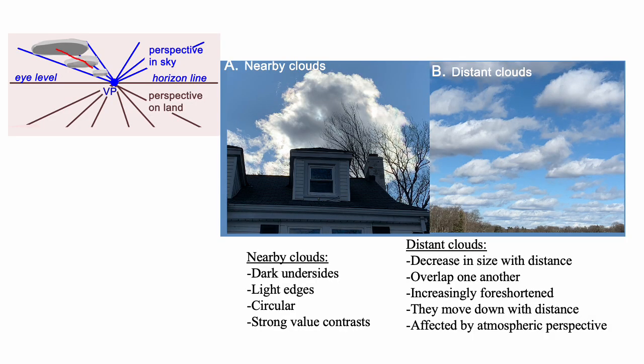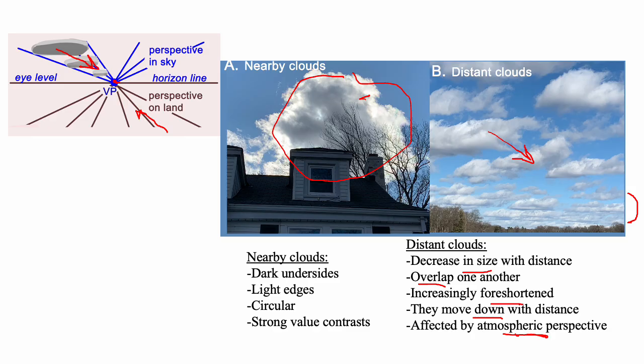Clouds recede in one-point perspective to a vanishing point on eye level, whereas elements on land go up to eye level. Nearby clouds look circular and dark because we mainly see their undersides, and they tend to have strong value contrasts, especially if the sun is behind them. As they recede in the distance, they decrease in size, they overlap, they move down with distance, and they're affected by atmospheric perspective, namely reduced value contrast, indistinct edges, reduced details, and a trend toward a mid to light blue-gray.